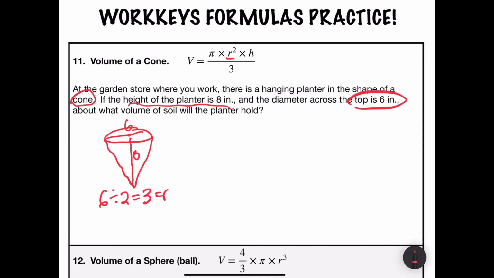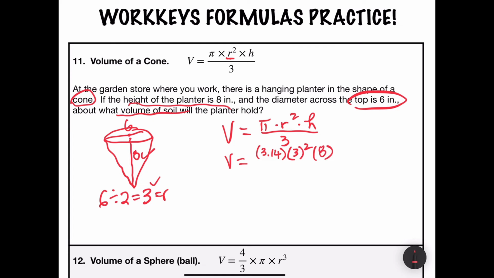Now I can use my formula. Volume equals pi times the radius squared times the height, all over 3. I'm looking for the volume of soil, so that's already solved for. Pi will approximate as 3.14. The radius we just found was 3 squared, and the height we found as 8. And all of that multiplication is going to be divided by 3. So now on the top it's just an order of operations. First I'm going to square 3, so 3.14, 3 squared is 9, all multiplied by 8, and then divided by 3.